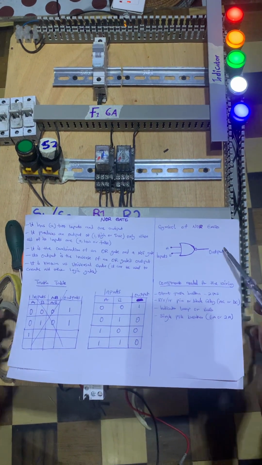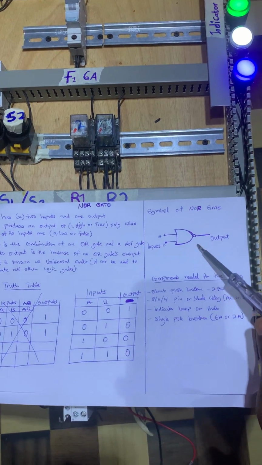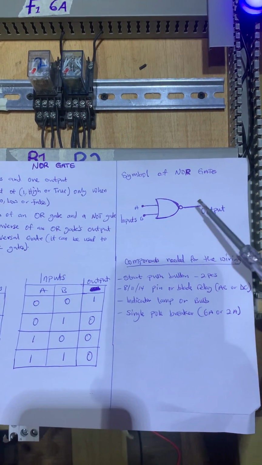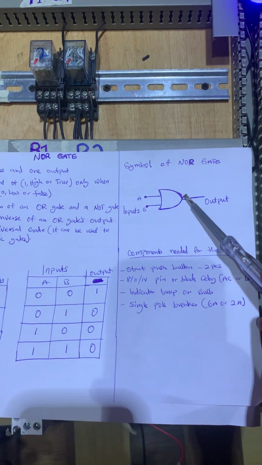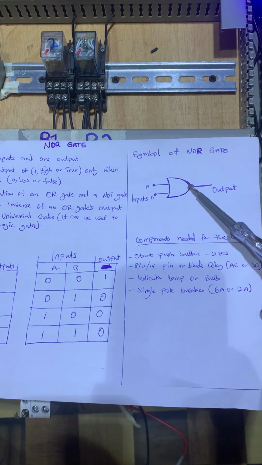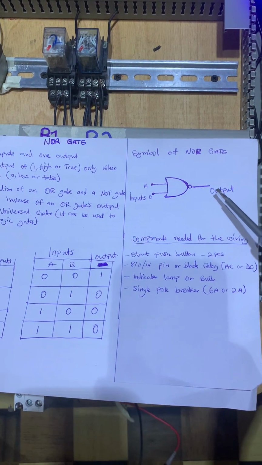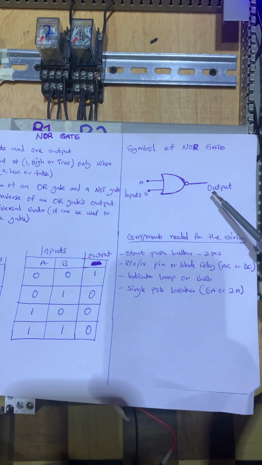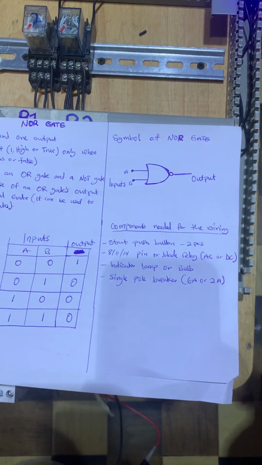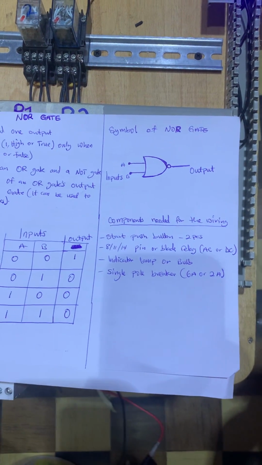So now this is the symbol of the NOR gate. You can see it has two inputs and one output. So this small circle here, it is serving as an inverter. That's why we said its output is the inverse of an OR gate output. We will now go to the diagram.